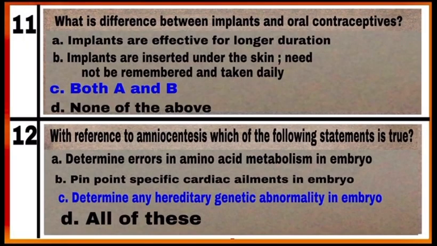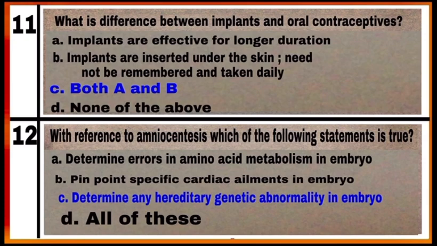Question 11. What is the difference between implants and oral contraceptives? Difference A, implants are effective for longer duration. This is the correct difference. Implants are effective for longer duration than oral contraceptive. See the difference B, implants are inserted under the skin and need not be remembered and taken daily. Both these are the basic differences between implants and oral contraceptives, while their mode of action is similar. So here option C, both A and B, is the correct choice.